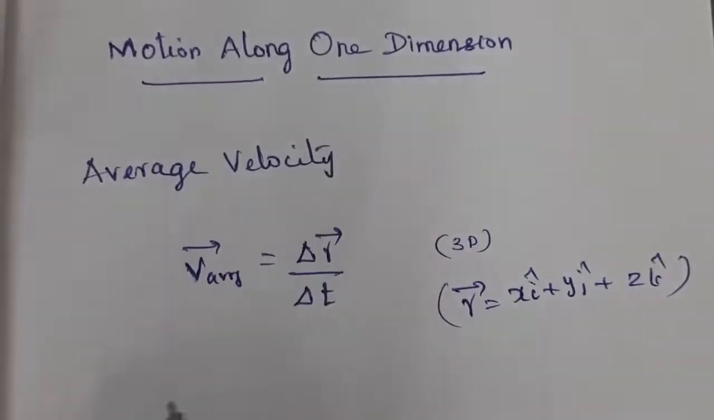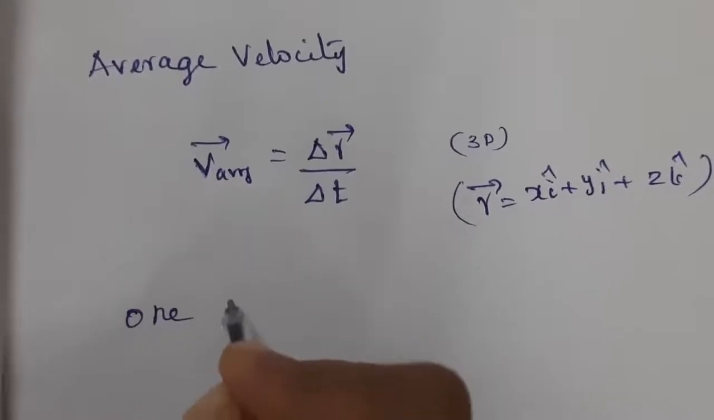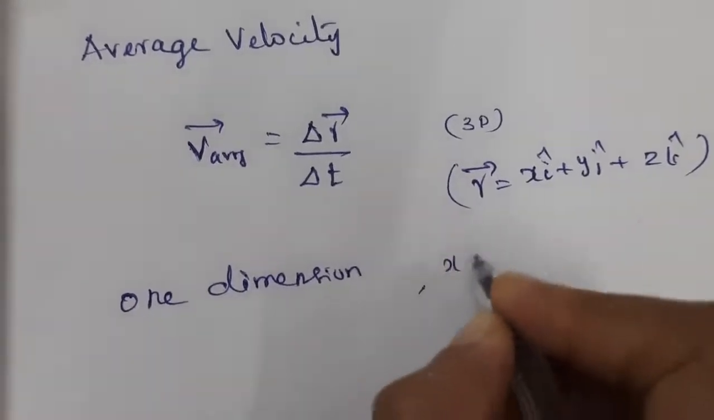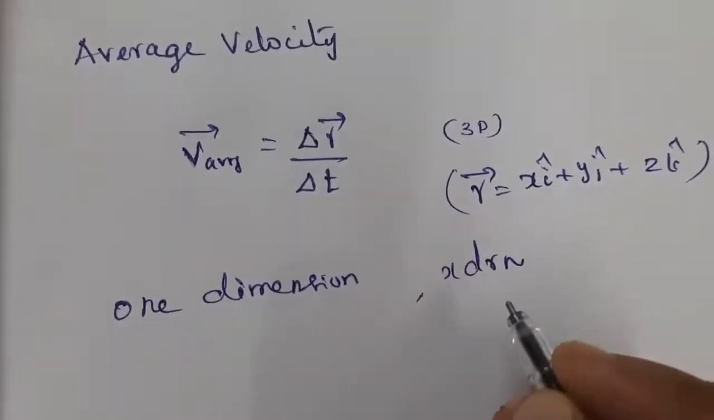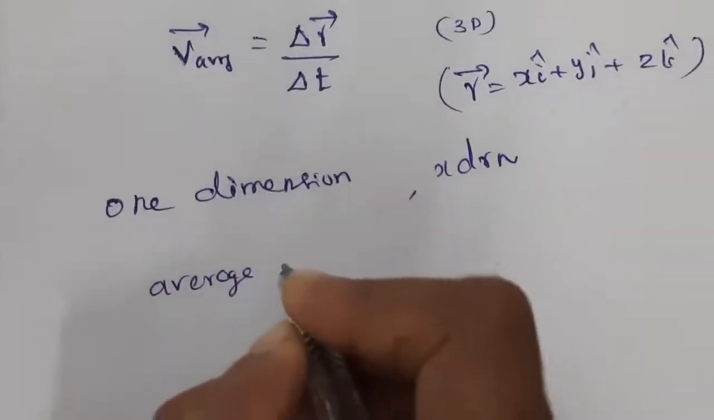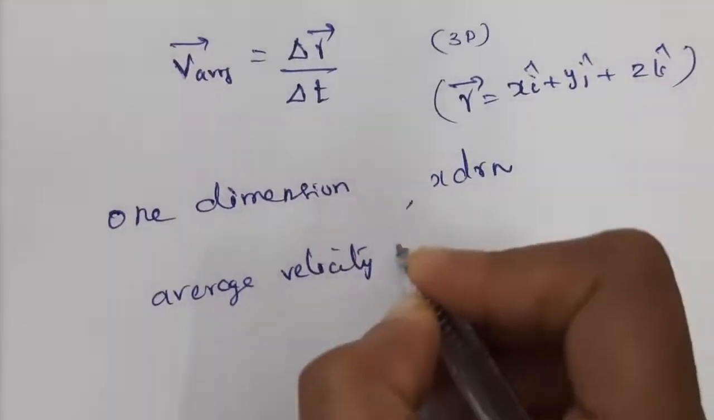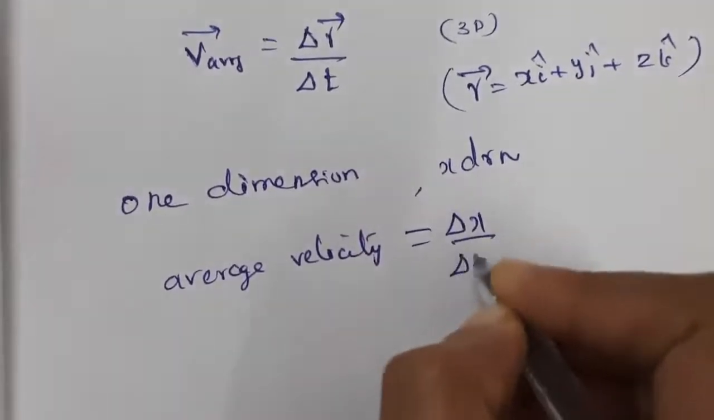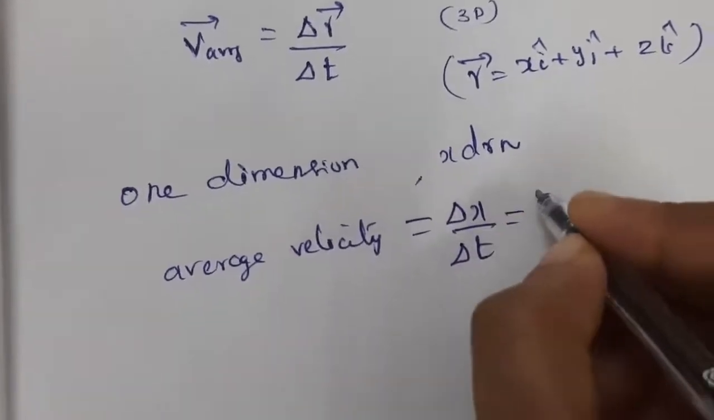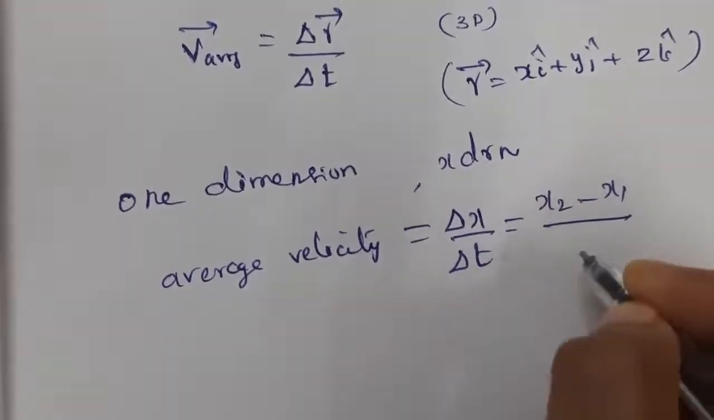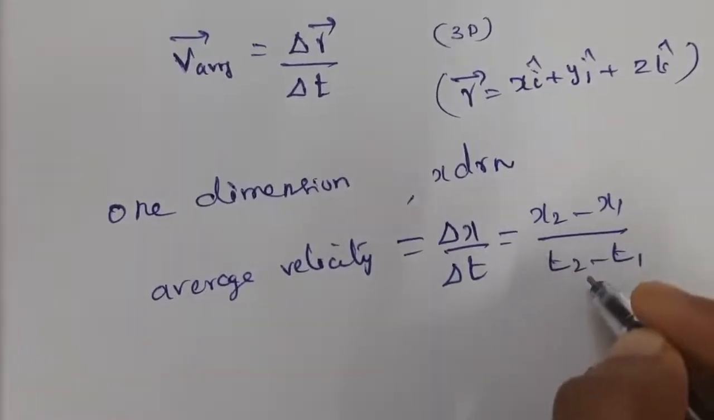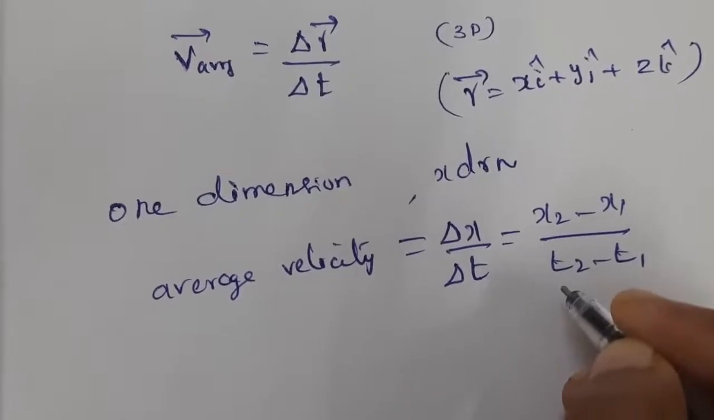So if a particle moves in one dimension, say along the x direction, then how can we write the average velocity? The average velocity is equal to delta x by delta t. Only one of the coordinates is involved. What is delta x? That is x2 minus x1 by t2 minus t1. That is delta t. x2 minus x1 by t2 minus t1. This is also a vector quantity.